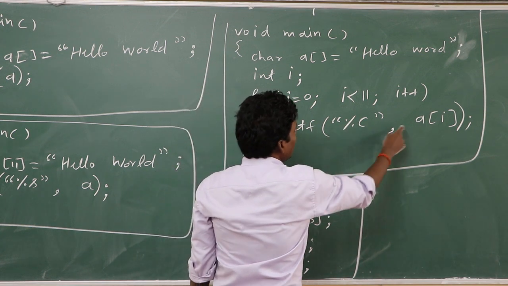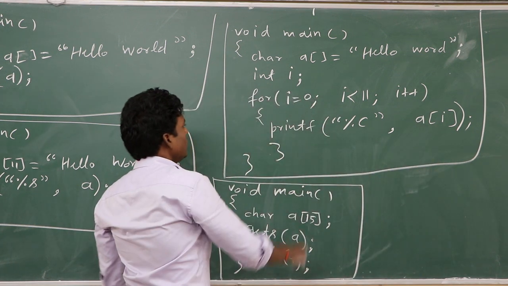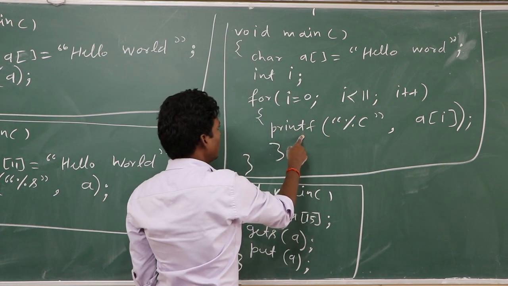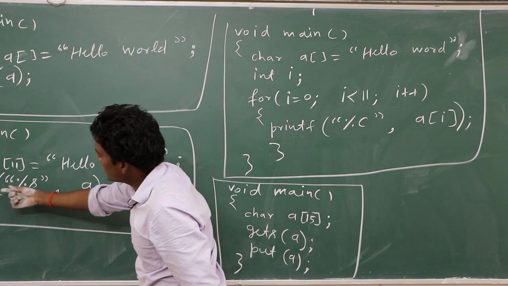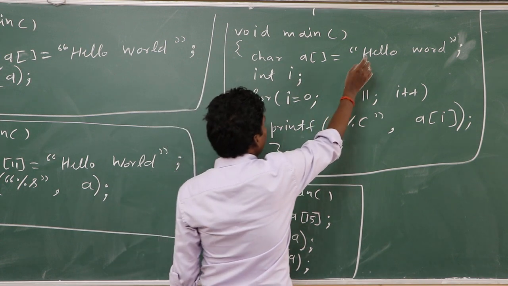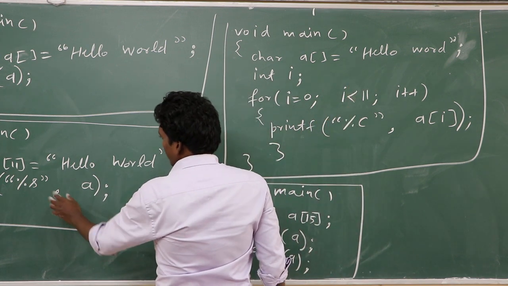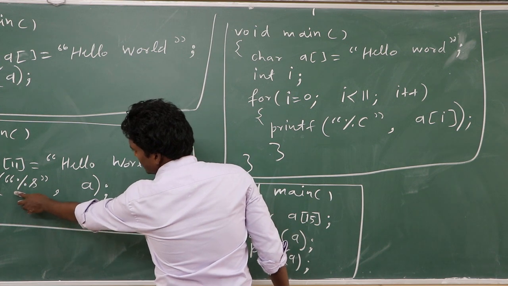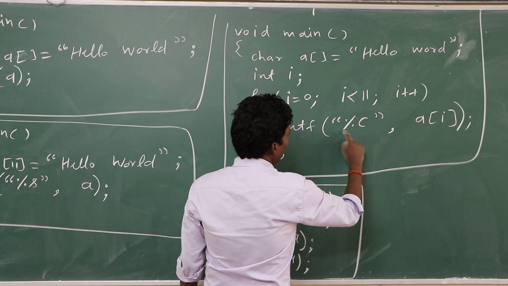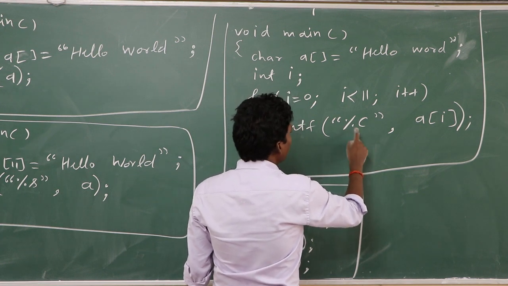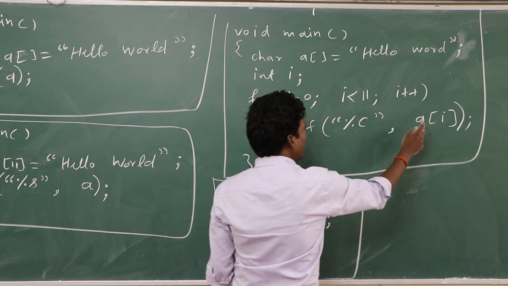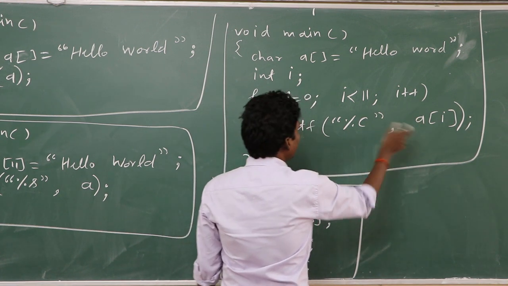printf %c a of i. Okay. Here we print hello world by printf. Here we have also used printf to print the string. But here we use the format specifier %s, and here we use the format specifier %c. %c prints character by character. %c prints the string character by character, one character at a time.